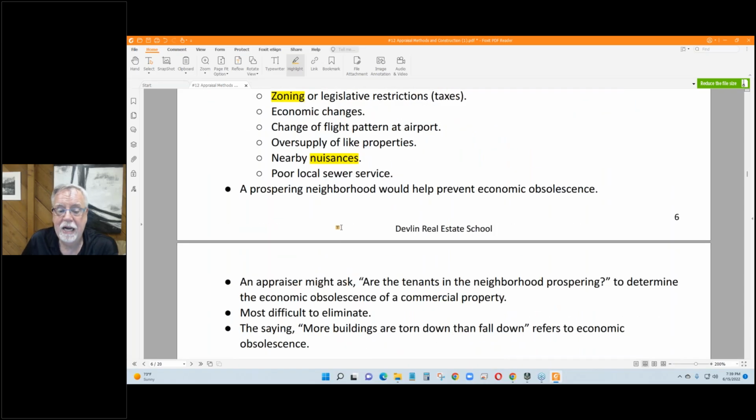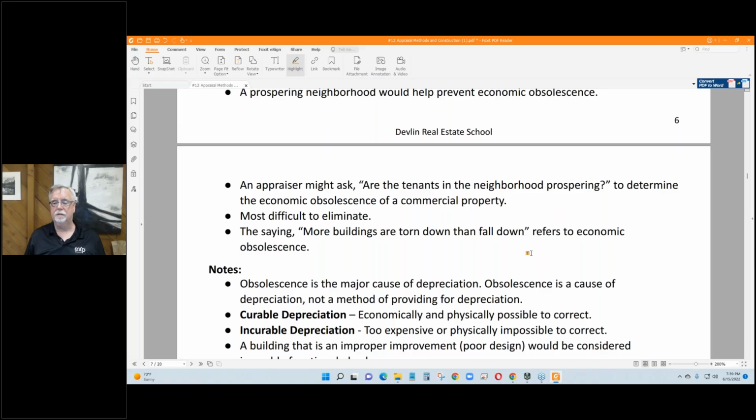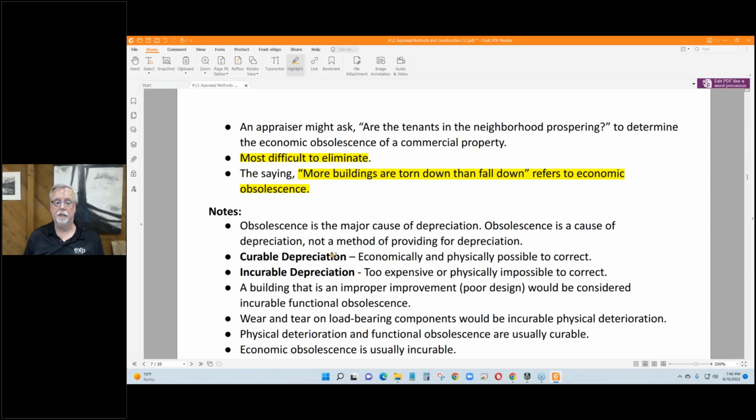A prospering neighborhood could help prevent economic obsolescence, because if you have a house, are you unhappy if you see that all your neighbor houses start to get run down and they're not fixing anything and they're not doing the lawns? So a prospering neighborhood prevents economic obsolescence. This is the most difficult to eliminate because it's everybody else around you, and it's hard to make them change. And the phrase, more buildings are torn down than fall down, really is referring to economic obsolescence.